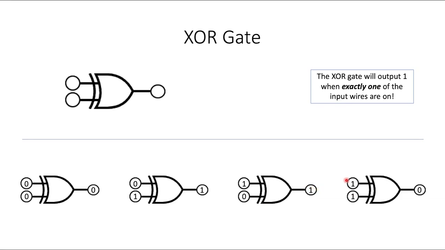And the last case is the case where both of these wires are 1. Now in the OR gate case, this was enough to turn this output wire on. But exclusive OR is programmed so that only one of these wires is allowed to be on at one time. And so if both of them are on, then I'm not going to turn on my output as an exclusive OR gate. Okay. So I'll give you a couple seconds to look at this one and digest what it does.